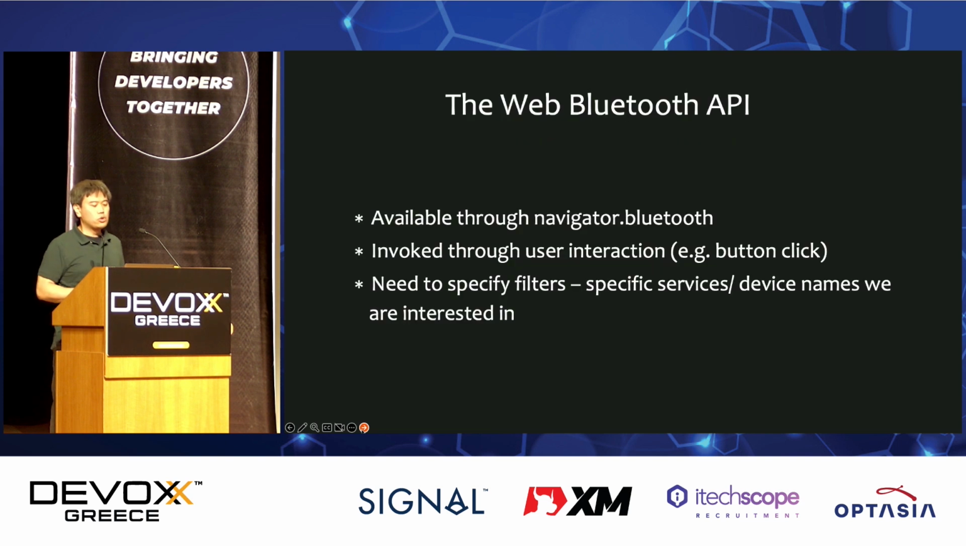In order to do some development on the webBluetooth API, you have to go through navigator.bluetooth, and you have to invoke user interaction, a button click, and then specify the filter or device you're trying to connect to. I can't connect to all the devices; I can only connect to one device at a time when using the webBluetooth API.